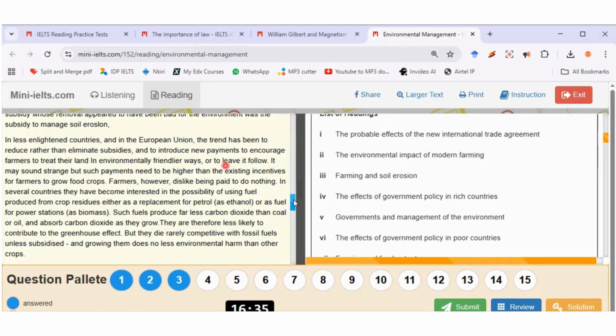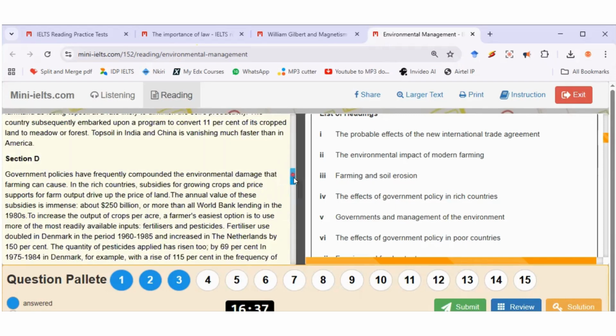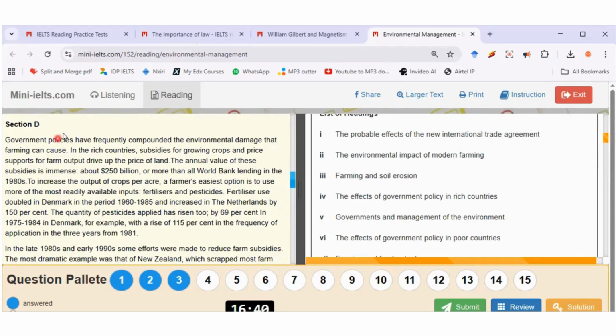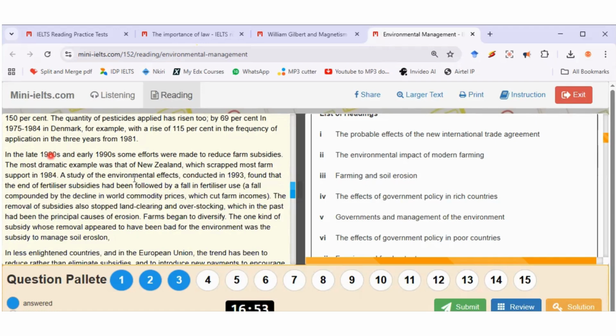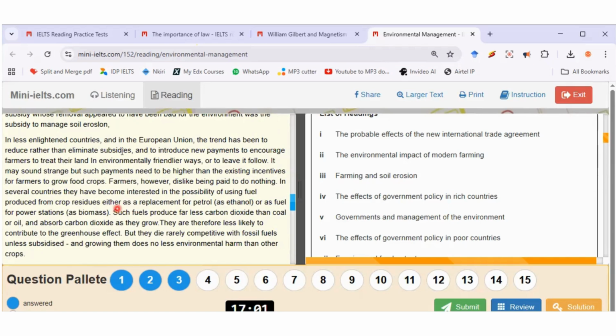So this section has 3 paragraphs. The first part talks about what? Government giving subsidy. And then the fact that what? As a result of subsidy, farmers began to use fertilizers and pesticides, and there was increased farm yield. Okay? But the second part now says that what? They now stopped the subsidy, and then farms began to diversify. And then this final part now says that what? Some places did not stop the subsidy. Instead, they reduced the subsidy. Can you see what is happening here?